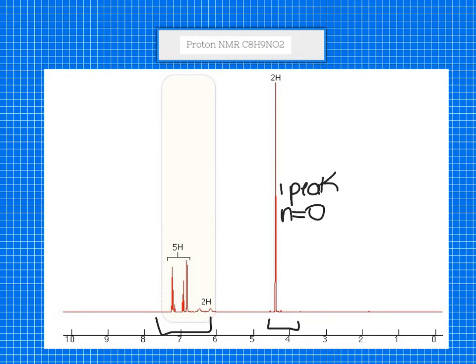In addition to this, we also see that this peak falls in the range of an ether, which is another group that I have in the molecule when we draw the structure later.